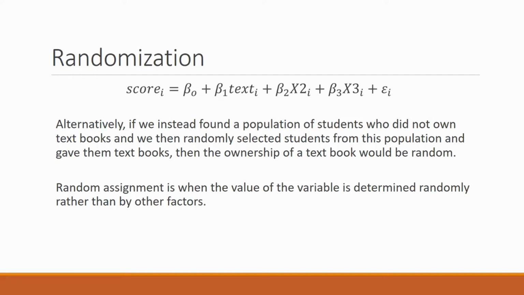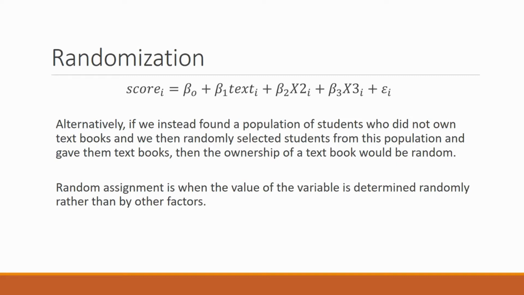It wouldn't matter how much their parents' income is. It wouldn't matter how committed they were to their education. It wouldn't matter whether or not they had access to other educational materials. It wouldn't matter at all. None of those other things would matter because it's not determined by any of those things. It's determined randomly.